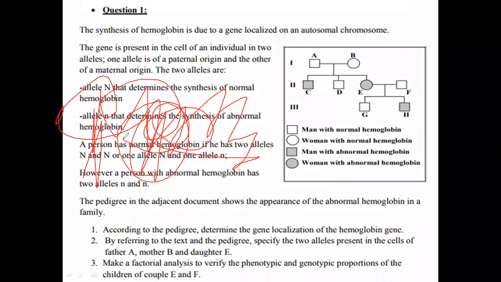Since both parents A and B are normal, yet they gave birth to abnormal children C and E, then they both carry the allele of the disease, but it's masked by the dominant allele, which is normal. Very good, Liam. Here, Liam mentioned that A and B are normal, but they gave birth to two children, C and E, that have abnormal hemoglobin. So she mentioned that the allele of the abnormal hemoglobin was masked in the parents.